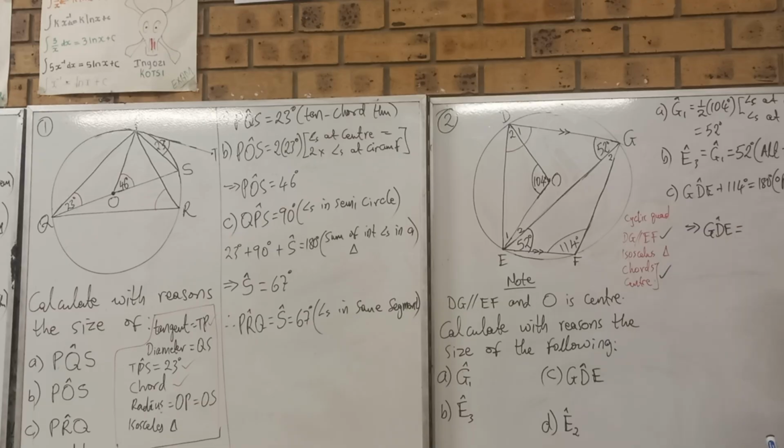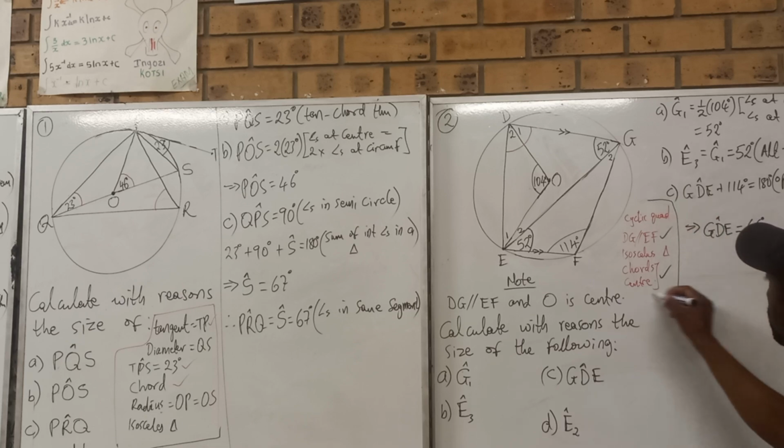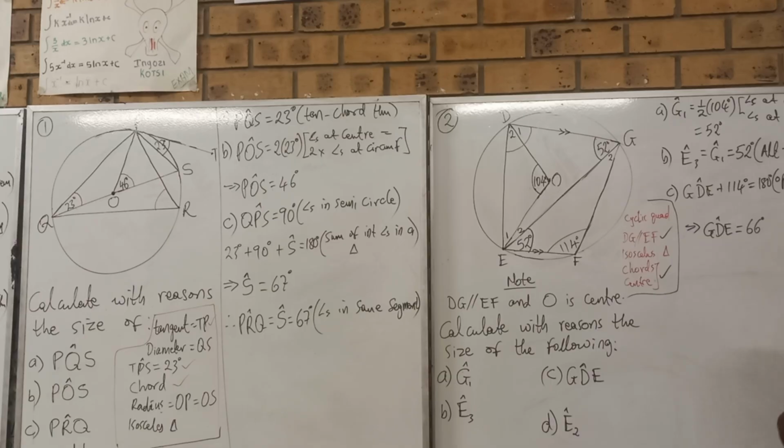So from here, you can now get the meaning of GDE. GDE is simply 180 minus 114. So we get 180 degrees minus 114, that takes us to 66 degrees. So we're now at 66 degrees for that one. So we can now move to the last one, D, which requires us to get E2.